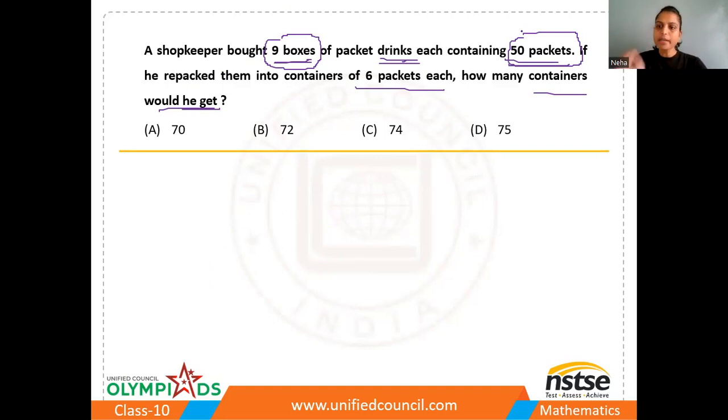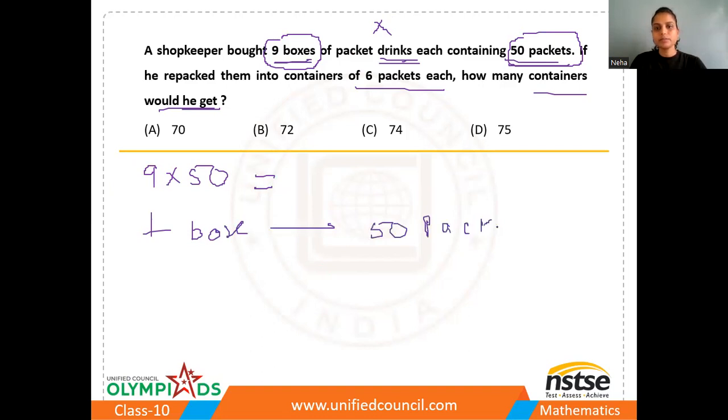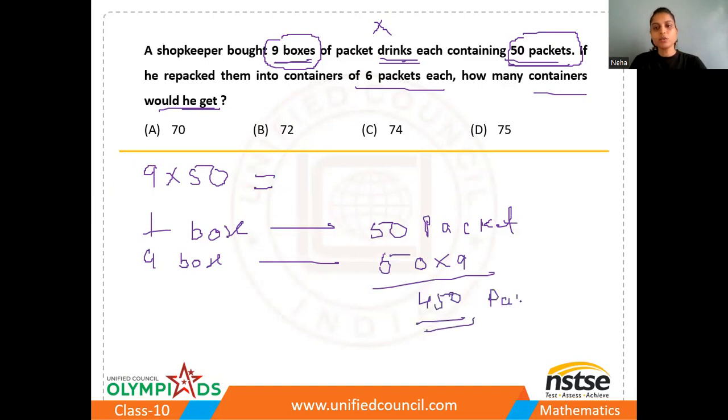Clear? So how many total packets we have? Yes, we have 9 times 50. Right? We have 9 boxes. In one box there are 50 packets. So we have to multiply it. Right? In one box there are 50 packets. Right? So in 9 boxes, how many packets will be there? Yes, 50 multiplied by 9. That means 450. Okay, so in total we have 450 packets.